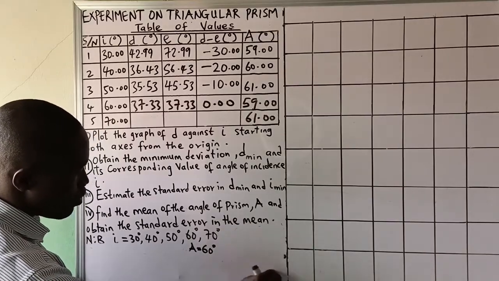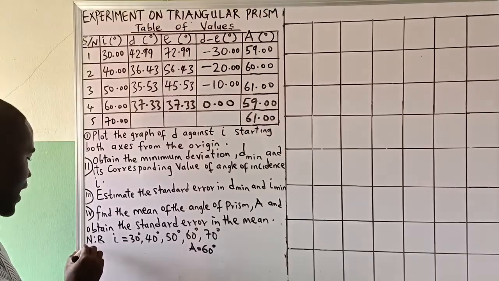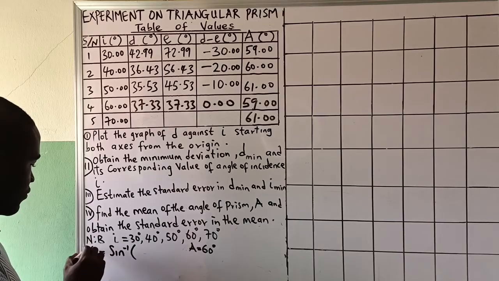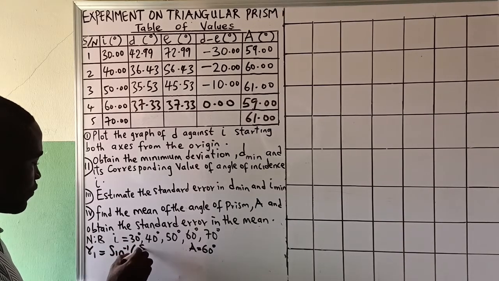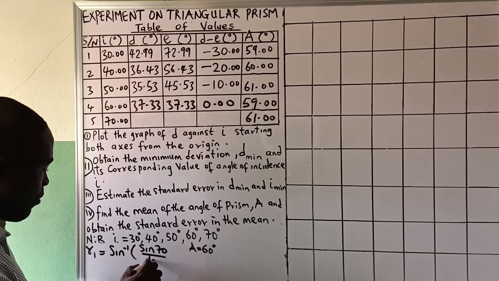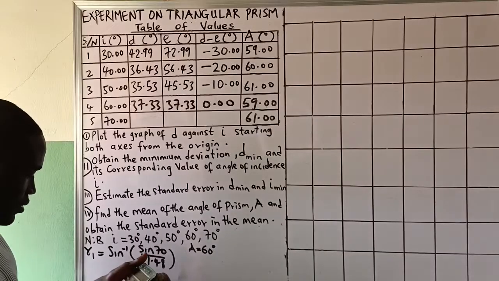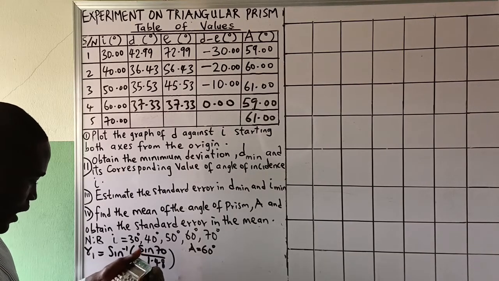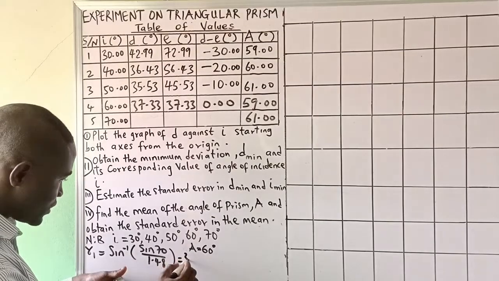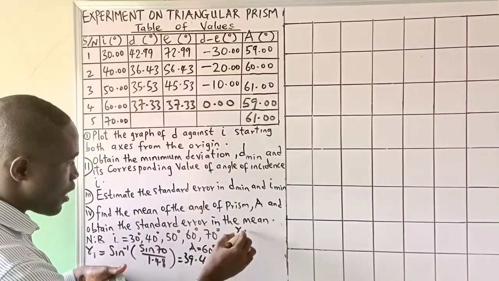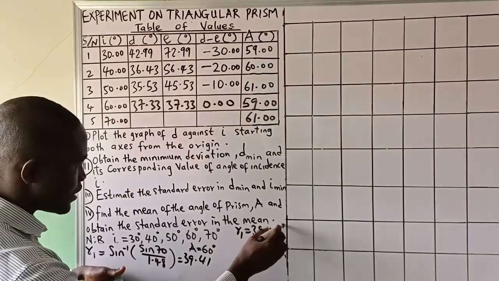Okay, coming to the one of 70, we say that our I is 70 degrees. Then, since our I is 70 degrees, our R1 will be equal to sine inverse of sine 70 over 1.48. So we say shift sine bracket sine 70 divided by 1.48. That will be giving you 39.41. So R1 equal to 39.41 degrees.